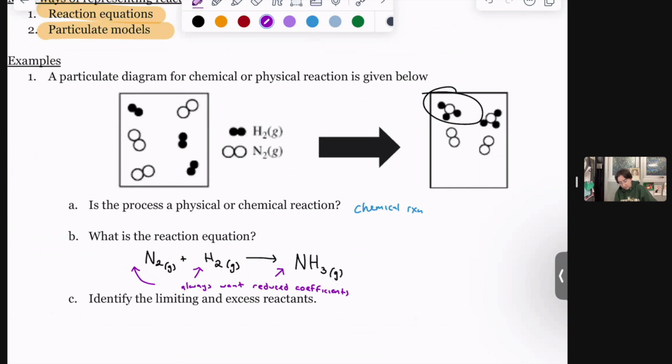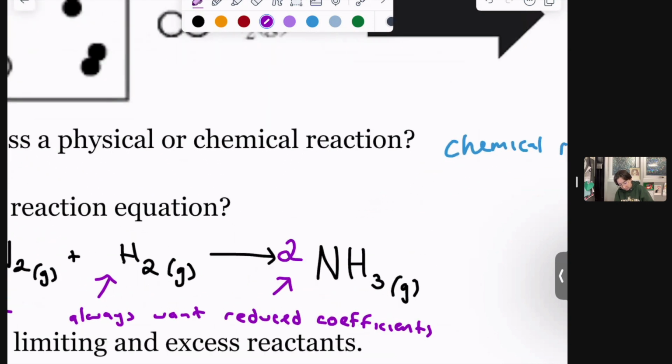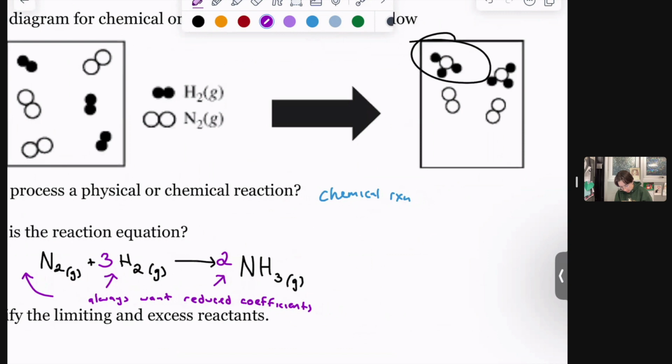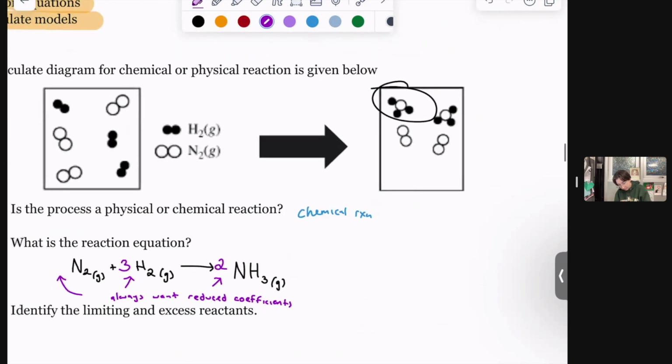For every 2 of these I produced, comparing my picture, I can see that I used up all 3 of my H2s, and I only used up 1 of my N2s. So that's what this is showing. I had 3 N2s, and I still have 2 N2s. It's not saying I produced N2, it's showing that I didn't use these ones up.